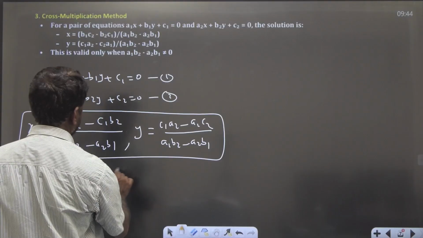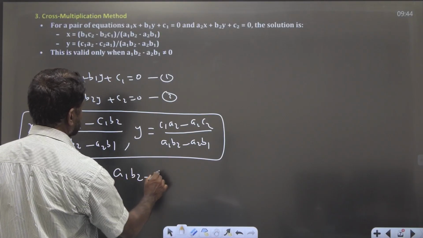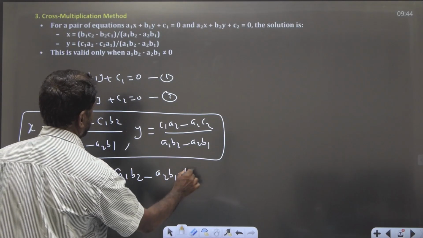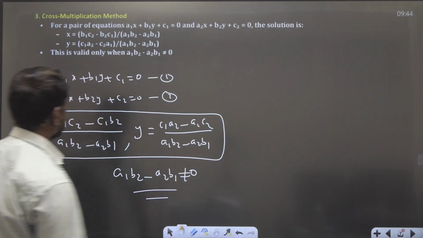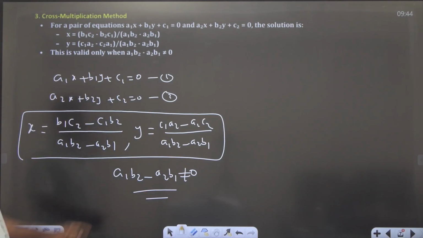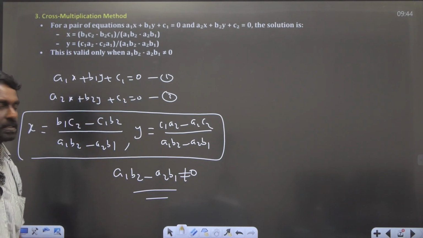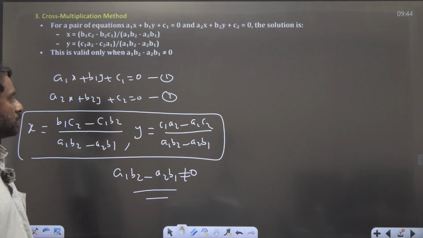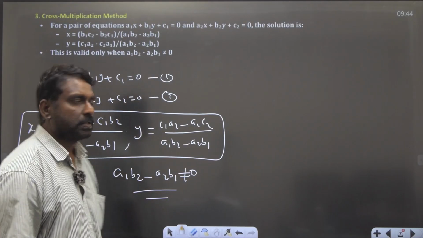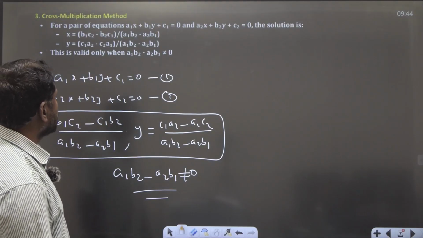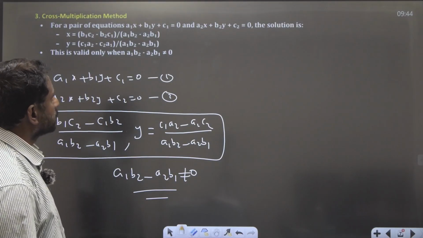And also a1 b2 minus a2 b1 cannot be 0. If it is 0, it is invalid. We can't find solution using this method. Okay, right? I can give you another example.